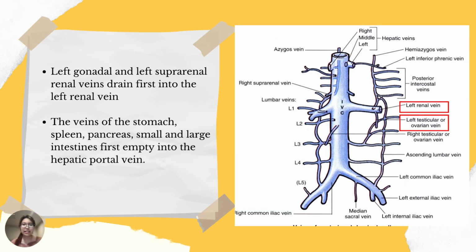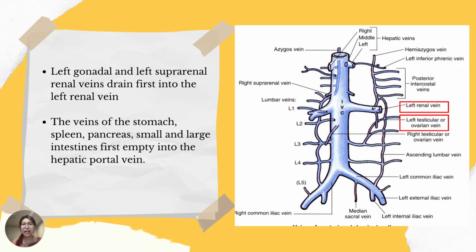The left gonadal and the left suprarenal veins drain first into the left renal vein. The veins of the stomach, spleen, pancreas, small and large intestine first empty into the hepatic portal vein. The hepatic portal vein then carries this blood to the liver to be processed and detoxified. Then the blood reaches the IVC, or the inferior vena cava, through the hepatic veins.